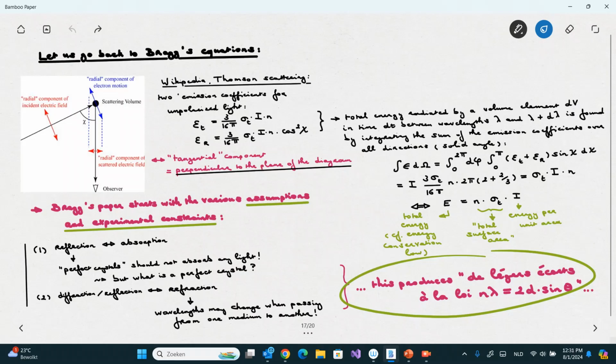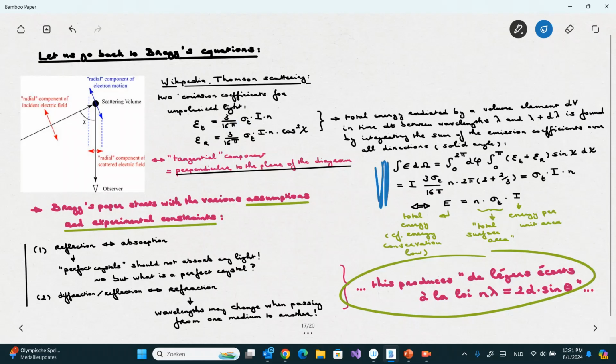Tangential, what do we mean? It's perpendicular to the plane of this diagram. So as you are looking at the screen, imagine a vector of motion going in and out of your screen. And that's the tangential component. And of course, that's going to be the same for us as for the observer. So we don't have a cosine factor here. So the tangential component, no sine or cosine factor. The radial component, yes. And then, this is geometry. These 3 divided by 16 pi factors.